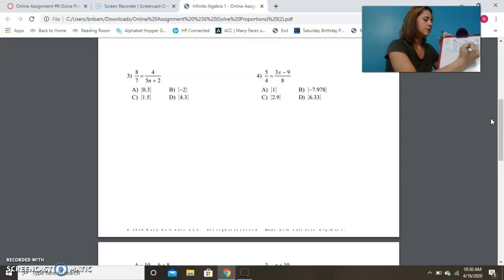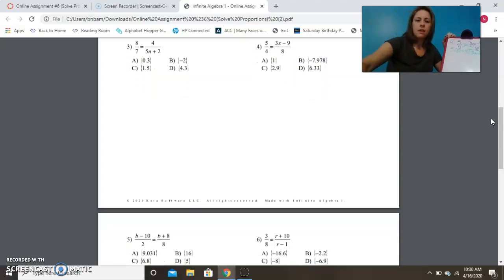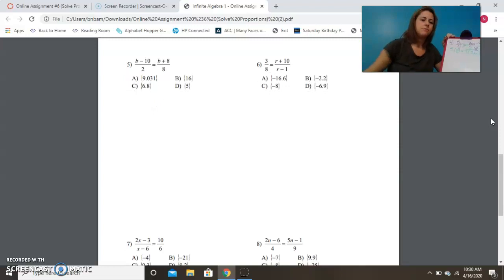This side, you just have to do 5 times 8. This side, you have to distribute the 4. So 4 times 3x, and then 4 times negative 9. Okay, and then you'll just work to solve for x from there. Number 5. We have b minus 10 all over 2 is equal to b plus 8 all over 8.